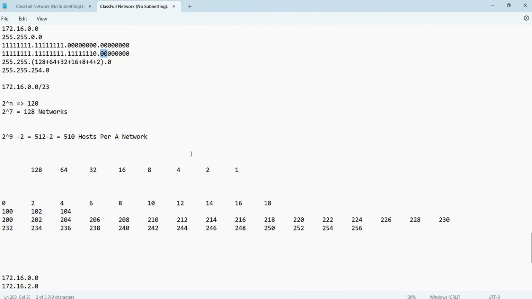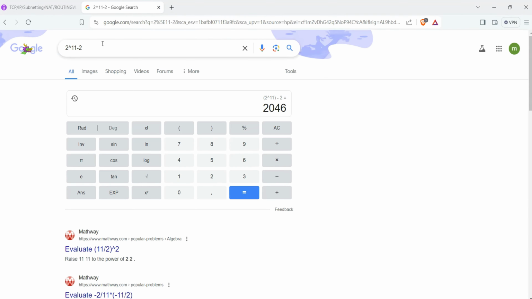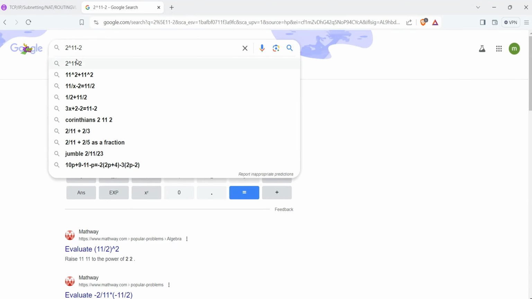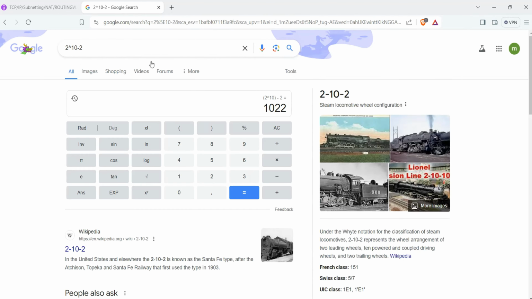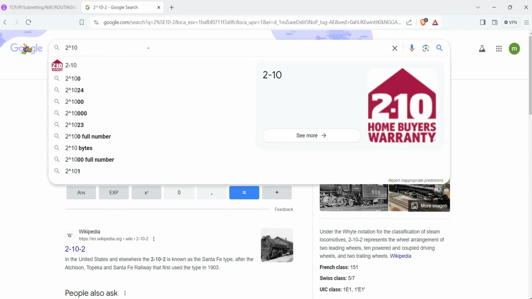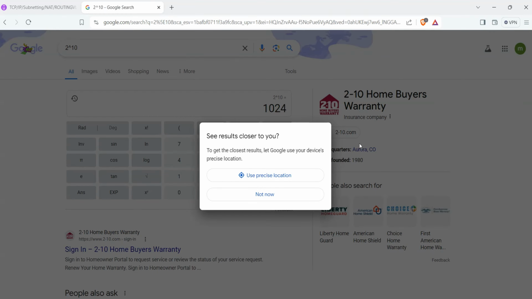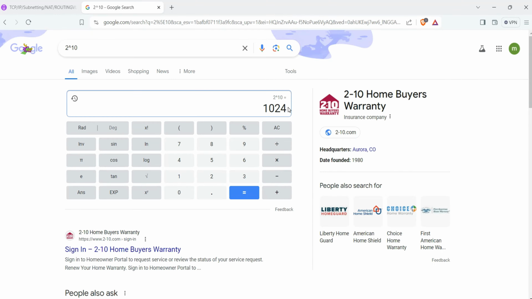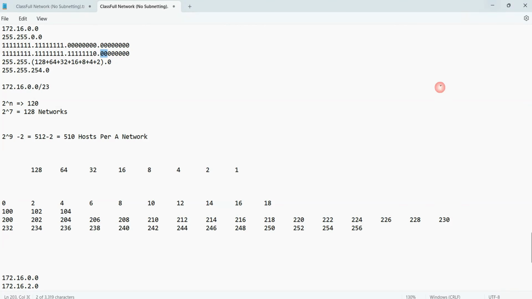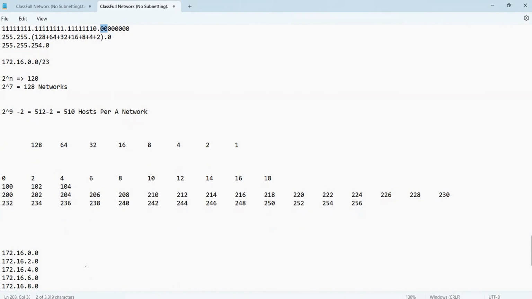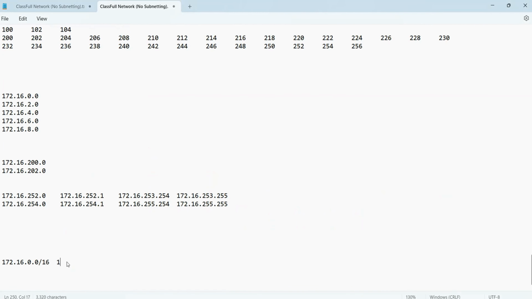All right. So, for example, what is 2 to the 10, right? 2 to the 10 minus 2, right? What is that? That's 1022. I mean, I don't say minus 2 because I'm looking for networks. So 2 to the power 10 is what? 1024 networks. Let's say I'm looking for 1024 networks. That's what I'm looking for. Watch this, 1024 subnets. That's how much we're actually looking for.